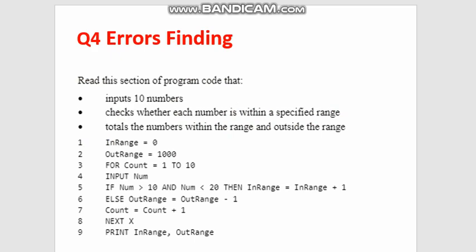In line 7, no need for increment because we have a count controlled loop. So we remove line 7. And in line 8, is there any error? The next should have the variable used in the for loop, like the variable count. So we have to write next count in line 8.